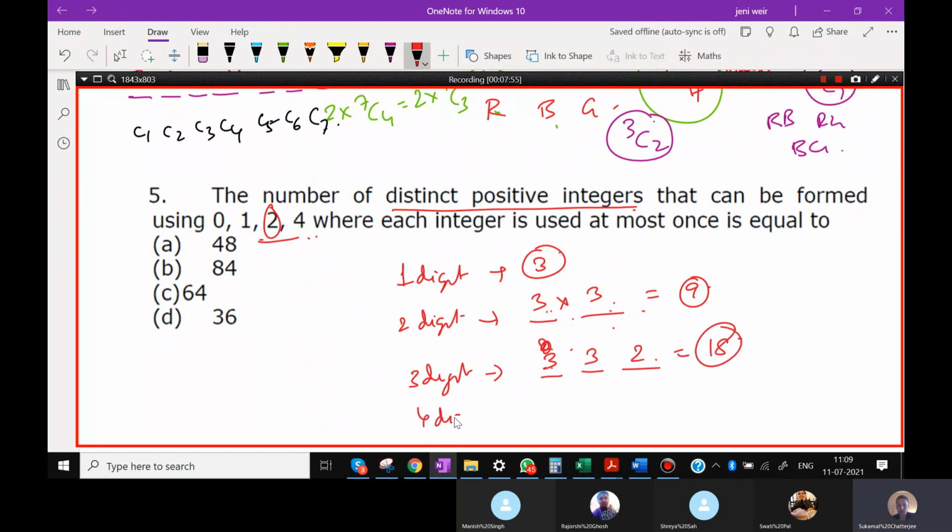And if it is a four-digit integer, then the first place can be filled in three ways, the second place in three ways, the third place in two ways, and the last place in only one way. So this is again 18. So therefore, 18 plus 18, 36, plus 9, 45, plus 3, 48.